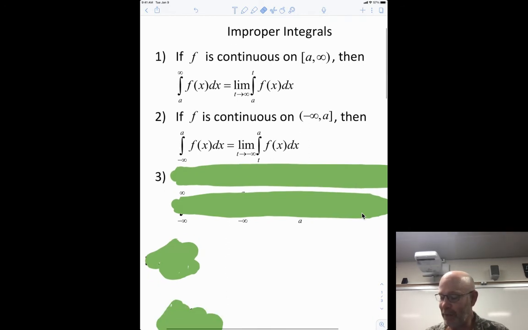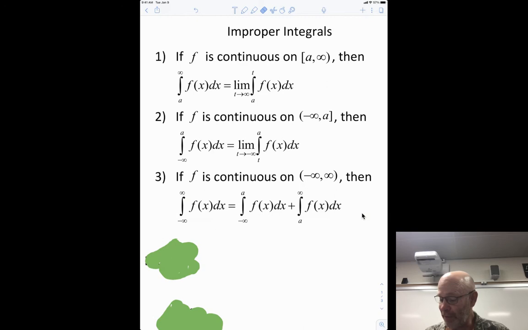It'll probably make sense. And the third one, which is the more complicated one, is when you're going from negative infinity to infinity. In that case, you have to break it up into two integrals. You can break it up wherever you want. Notice in this particular case, I just broke it up at a, but it could be any number. Typically we use 0, because it's the easiest, since plugging in 0 is pretty simple. And then you have to do limits on both sides.